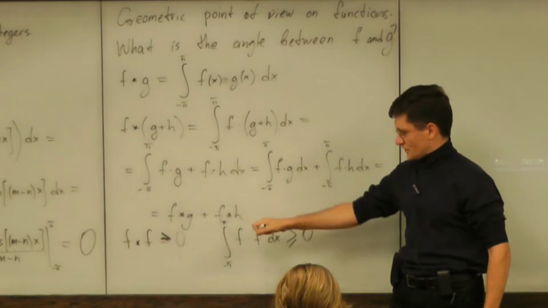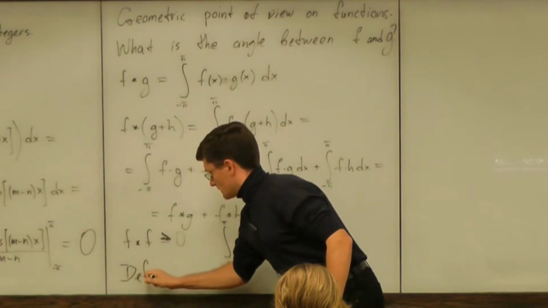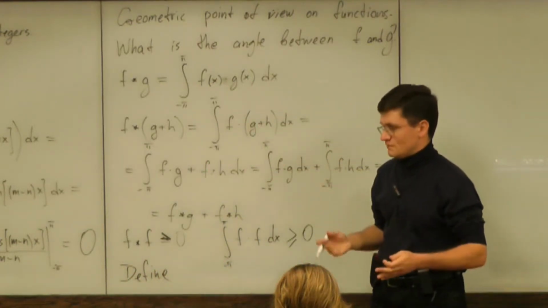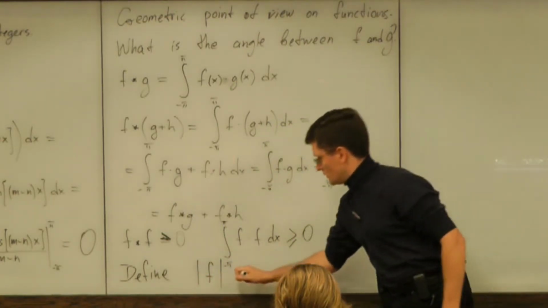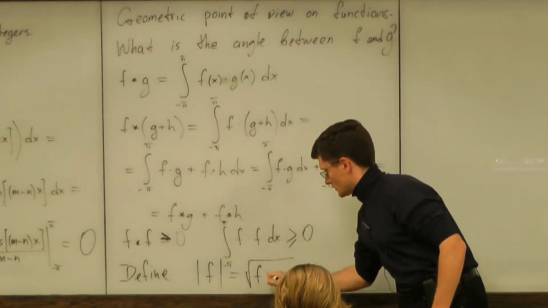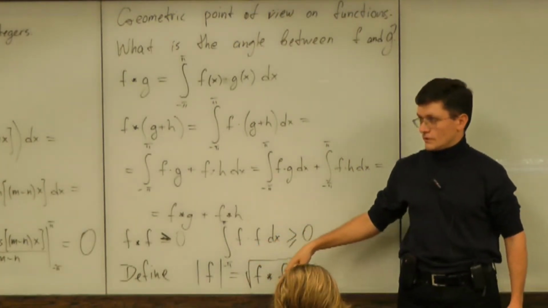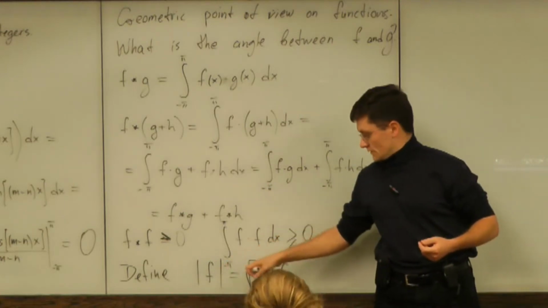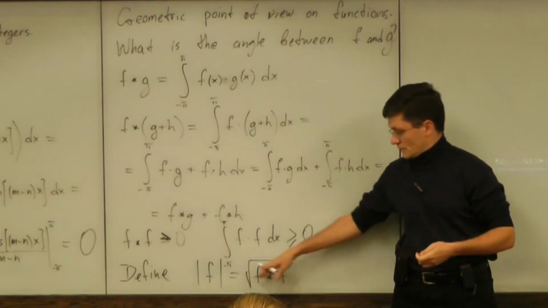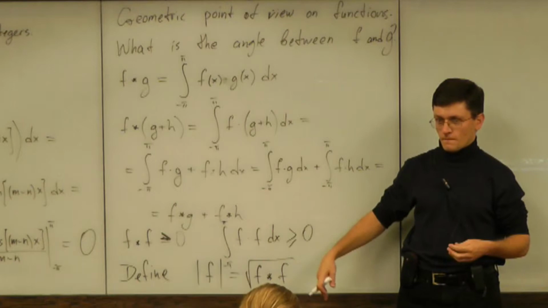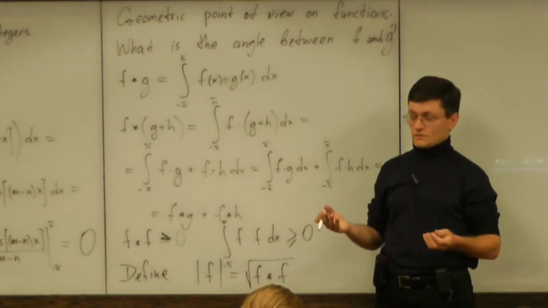Now, what's the advantage of that? Well, the key advantage of this positivity is that now I can define the magnitude of the function to be the square root of the dot product of the function with itself. In exactly the same way as we know that for any vector, the magnitude of a vector is the square root of the dot product of the vector with itself. So I'm just mimicking the vector definitions. So I know what the magnitude is, and I know what the dot product is. Now I can define what the angle is.